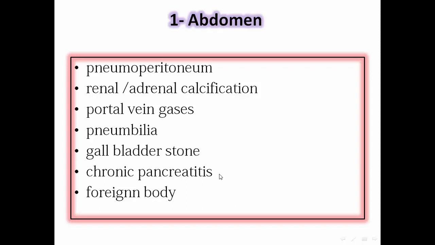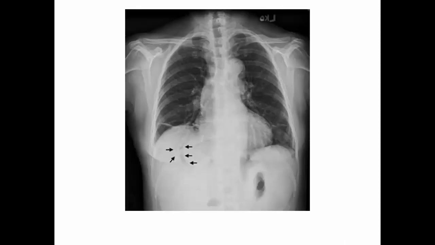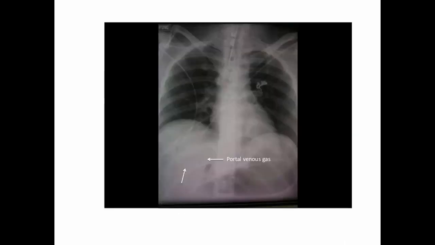I do have sufficient examples of these findings. Let us start with the first example. In this case, as you can see, there is tubular radiolucency projecting over the central part of the liver. So this is in keeping with pneumobilia. More peripheral distribution of the gases is suggestive of portal vein gas.